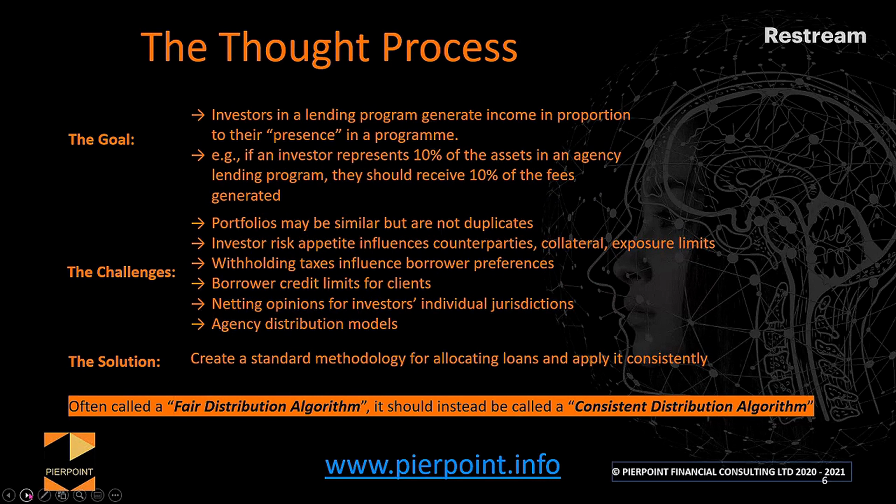And so this is often called a fair distribution algorithm, because once you've defined it verbally or written, then what you really want to do is systematize it through technology, implement it, and have it applied to every loan. And that's why I really think it should be called a consistent distribution algorithm, because I think fair is such an arbitrary and wet word. It doesn't really mean anything. Who determines what fair is? So that's really the challenge. So that's the thought process.